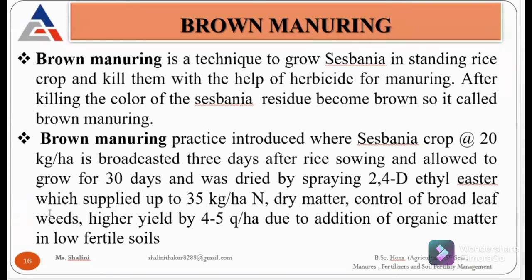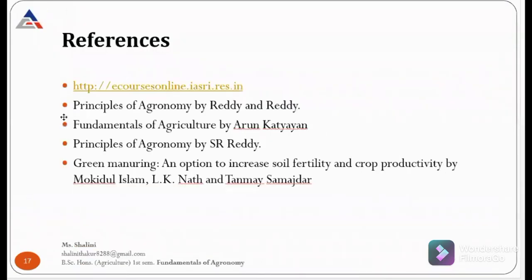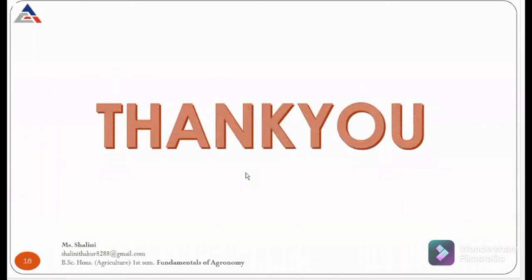Okay, so this is all about today's lecture, and the following are the references if you want to study about this in brief or in detail. So you have to follow these books and the hyperlinks. And this is all about today's lecture.